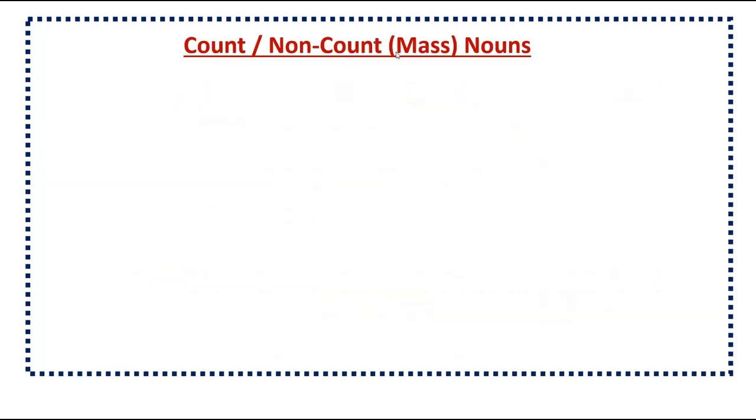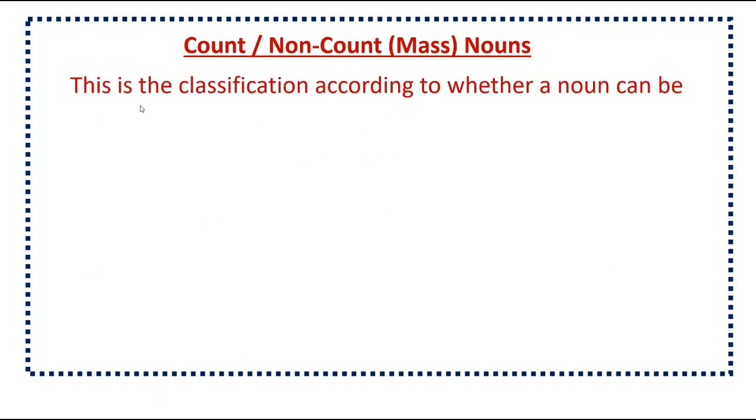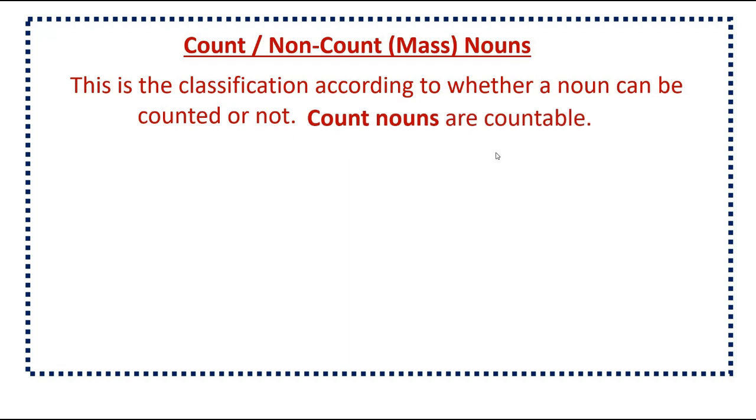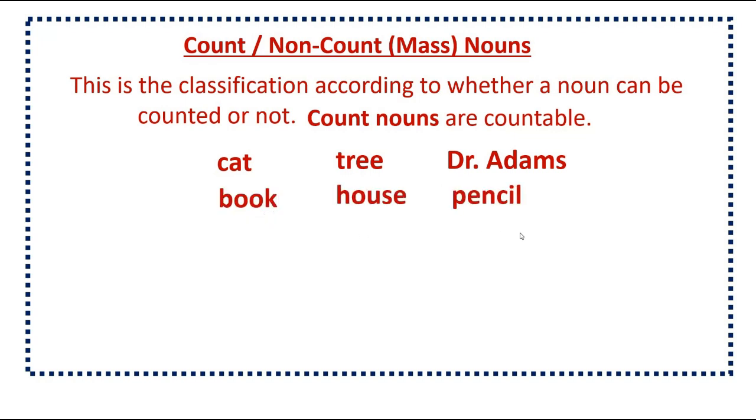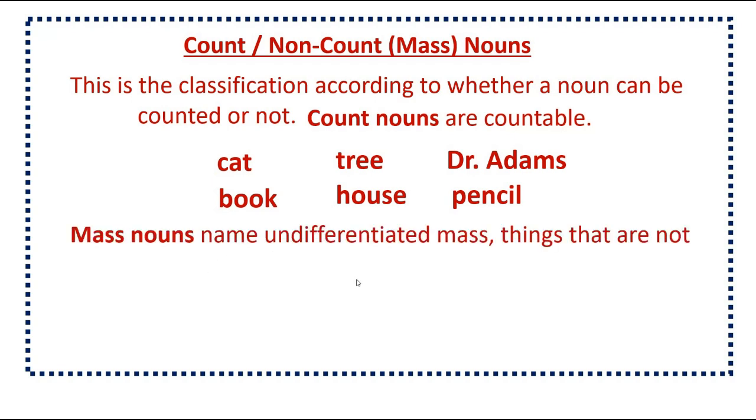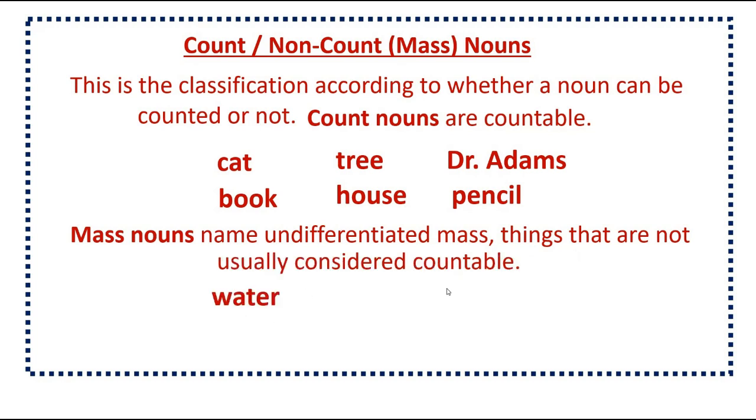Count and non-count or mass nouns. This is the classification according to whether a noun can be counted or not. Count nouns are countable. Example, cat, tree, Dr. Adams, book, house, pencil. Mass nouns name undifferentiated mass, things that are not usually considered countable. Example, water, milk, grass, sand, news, money.